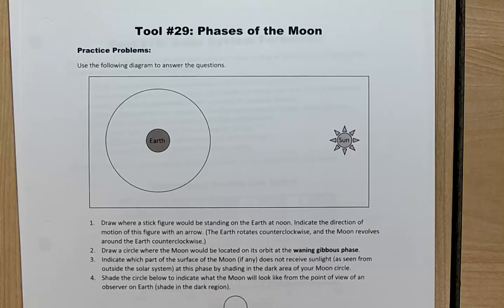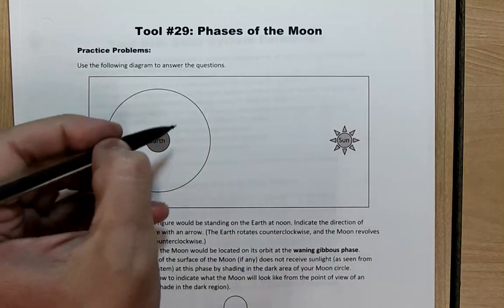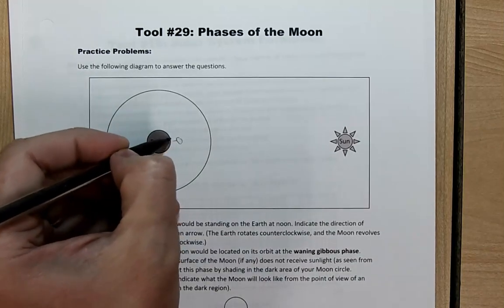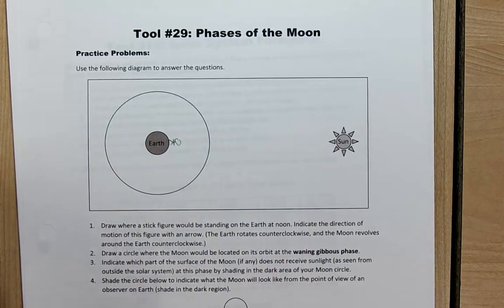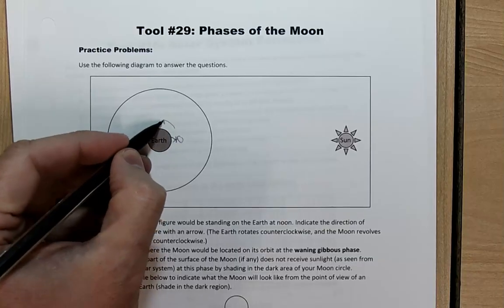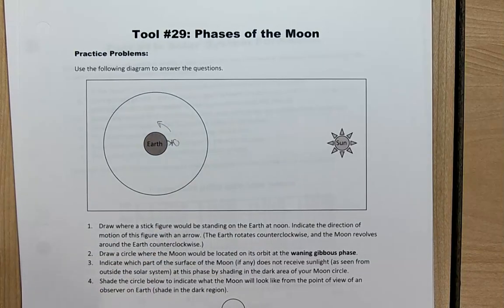Draw where the stick figure would be standing on Earth at noon. Okay, so at noon, you're there and the sun is high over your head. Indicate the direction of motion of the Earth. The Earth is always rotating counterclockwise. The moon revolves around the Earth counterclockwise. Draw a circle where the moon would be on its orbit at the waning gibbous phase.